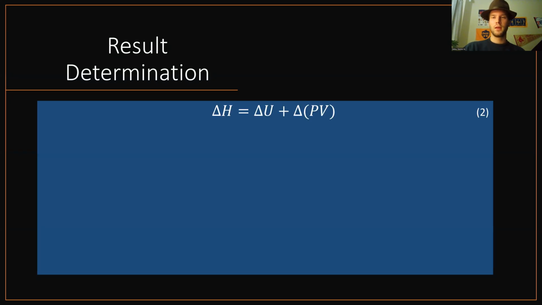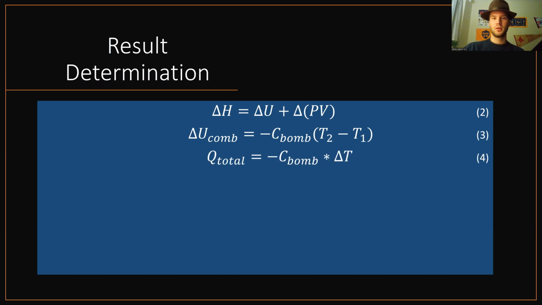But now we need our enthalpies, and the enthalpy can be found by obtaining the change in internal energy plus the product of the change of pressure and volume. But first, to find the internal energy of combustion, we can multiply the heat capacity of the bomb times the change in temperature. Then also the total heat equals the heat capacity of the bomb times the change in temperature.